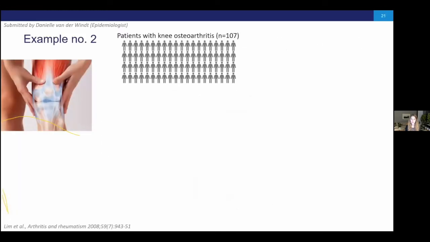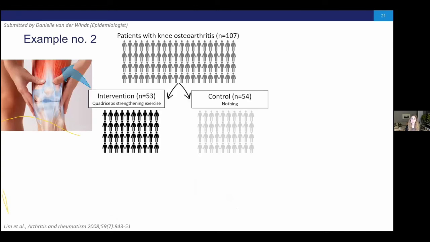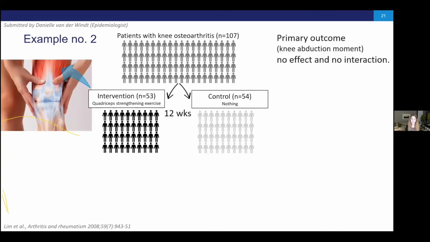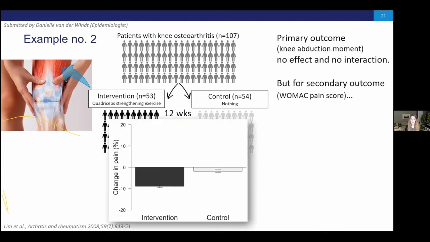Example number 2 is a trial of patients with knee osteoarthritis. In the study, they randomized the patients to either exercise aimed at strengthening the muscles on the front of the thighs or to control treatment where they had no intervention. After 12 weeks, there was no overall effect and no interaction for the primary outcome, but there was an effect on a secondary outcome, stomach pain, where the exercise had reduced the pain compared to the control treatment.